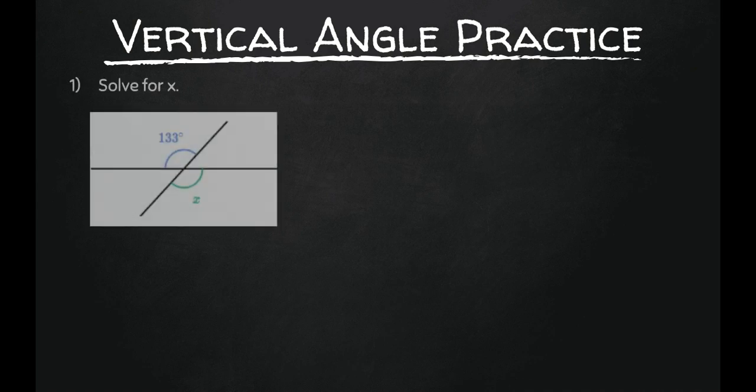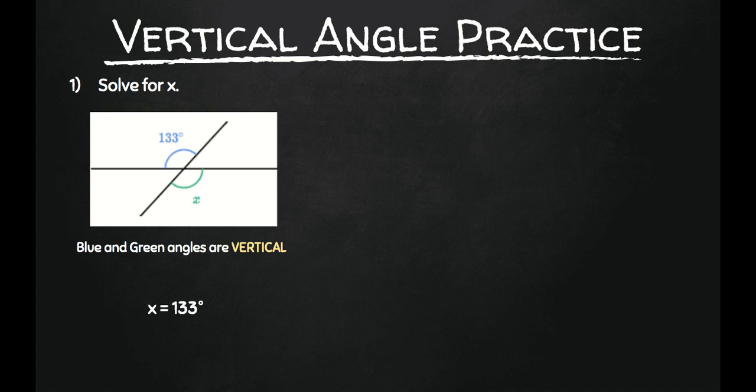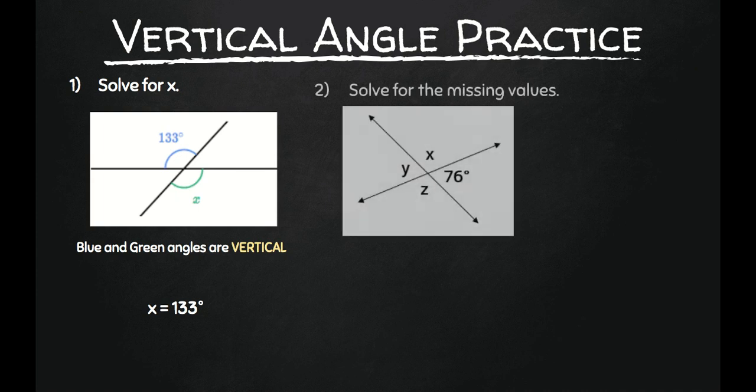Some of the practice problems with vertical angles. So a problem might look like this where it says solve for x. Right away, I recognize that the blue and green angles are vertical because they are across from each other at the vertex. And if the blue angle is 133 degrees, then the green angle will be 133 degrees because they have to be equal. So x is equal to 133 degrees.